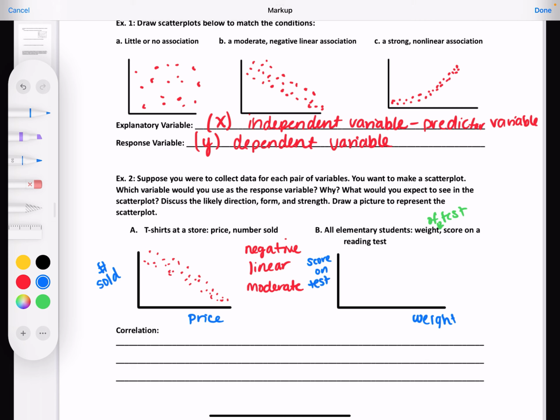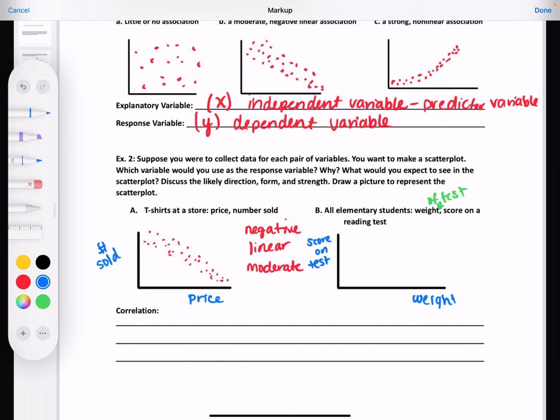That was amazing. You got chubby kids, you got skinny kids, and in between. Kind of all over the place. However, if it was the weight of the kid, there would be no correlation. That's kind of funny.